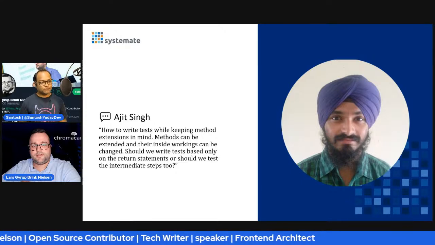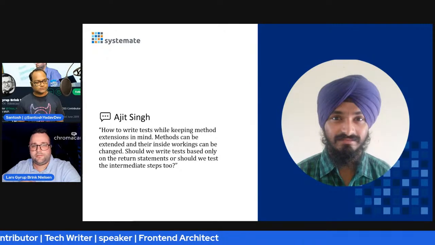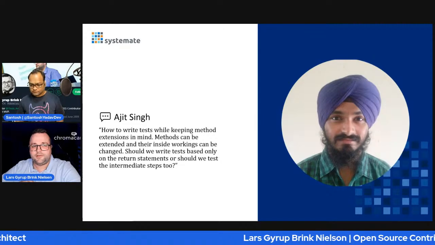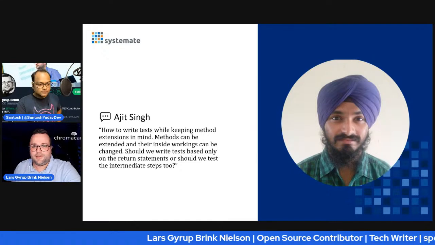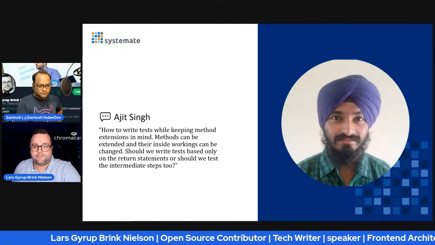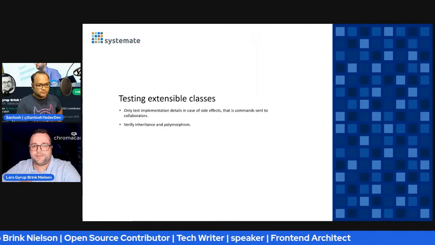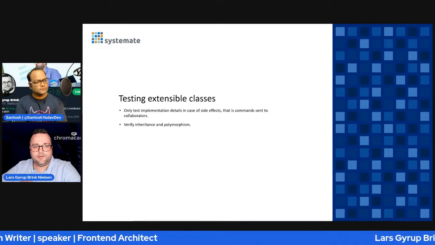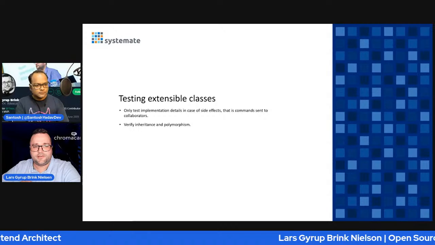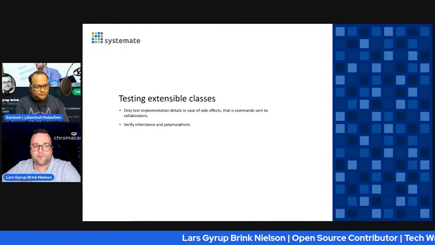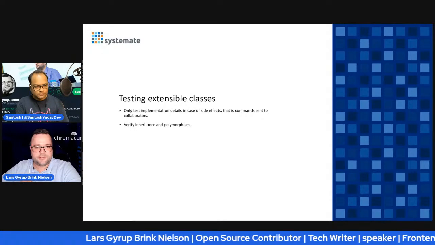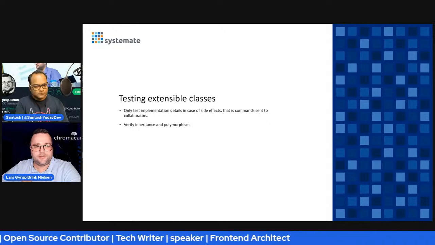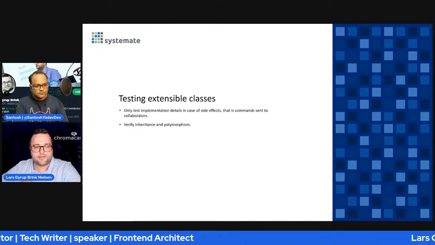Yeah. So this is related a bit to the question from earlier: should we test, or how do we test private methods and functions that are not exported and so on? These are my suggestions, and I'll show you a real example as well. So in general, only test implementation details in case of any side effects. That is, if we have some commands or state updates sent to collaborators, which are, for example, service dependencies. Those are known as collaborators in tests.